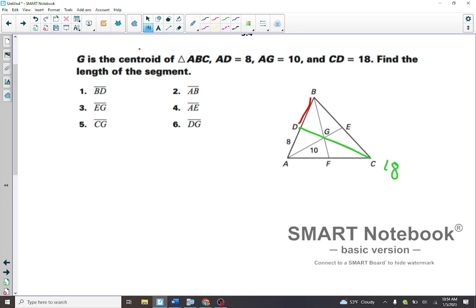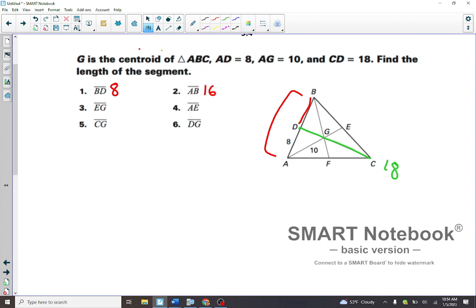All right. So for this one, because this is 8, this line is getting cut in half by D. D is a midpoint. So if this is 8, this must also be 8. How do I know it's half? You said the outside parts are cut in half. So this is 8, this is 8, so the whole thing would be 16. And AB, which is the whole thing, is 16. Outsides are cut in half. Let's do the next one.